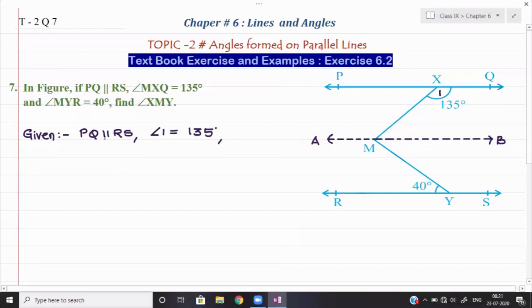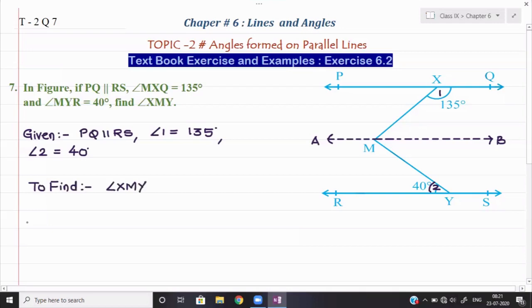Second thing, you observe angle MYR. Again start with M, go to Y, and then go to R. So angle MYR is given as 40 degrees. That I will suppose as angle number 2. So write down angle number 2 is equal to 40 degrees. That is the required given things here. Now what is required? Write down in the To Find section. We have to find here the value of one angle, that is angle XMY.